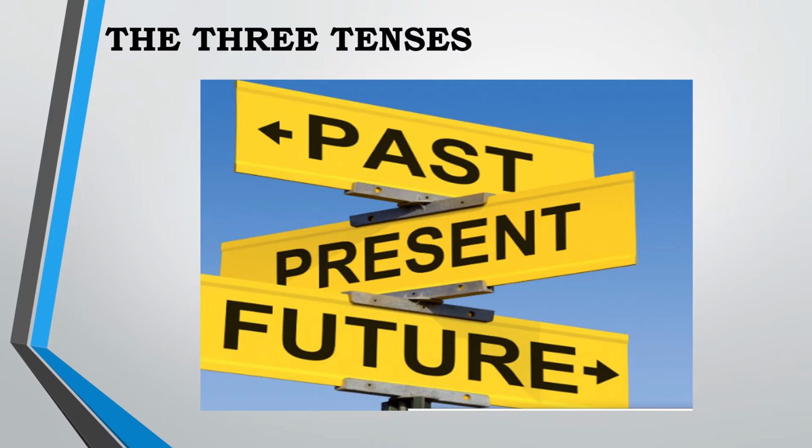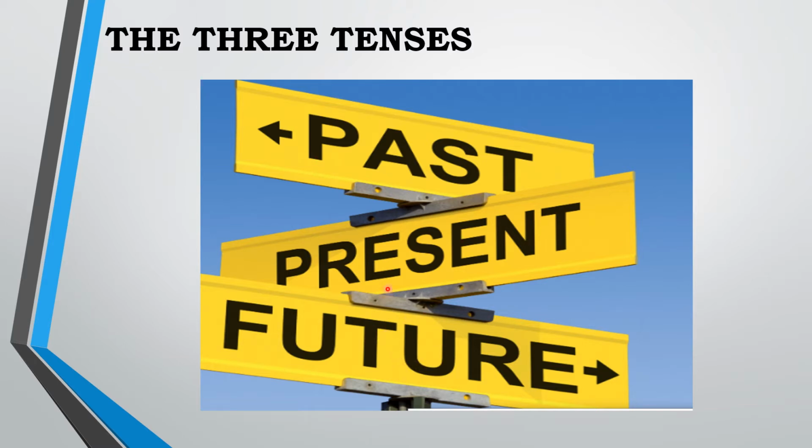So let's look at the three tenses, the three important tenses. Tenses are divided into past tense, present tense, and future tense. The actions that take place in the past, that is, the actions which have already taken place, come under past tense. The actions which are happening now are called present tense, and the actions which would happen later on are called future tense.